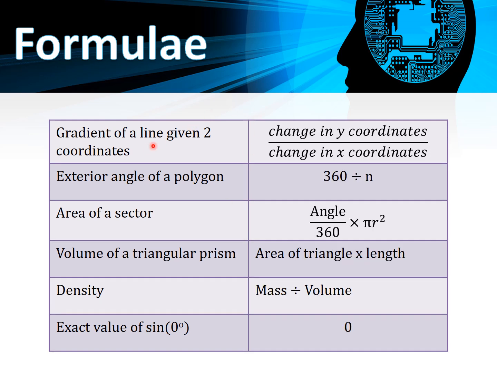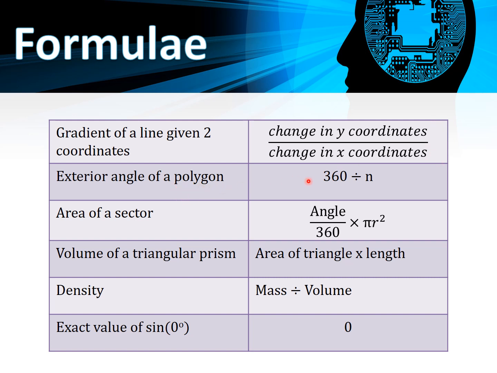Okay, and here they are. So gradient of a line given two coordinates, changing the y coordinates divided by changing x coordinates. I'll also allow rise over run or y2 minus y1 over x2 minus x1. All those are perfectly fine here.